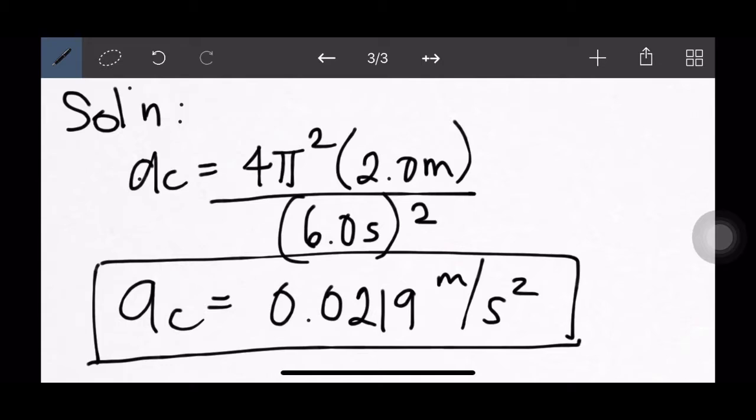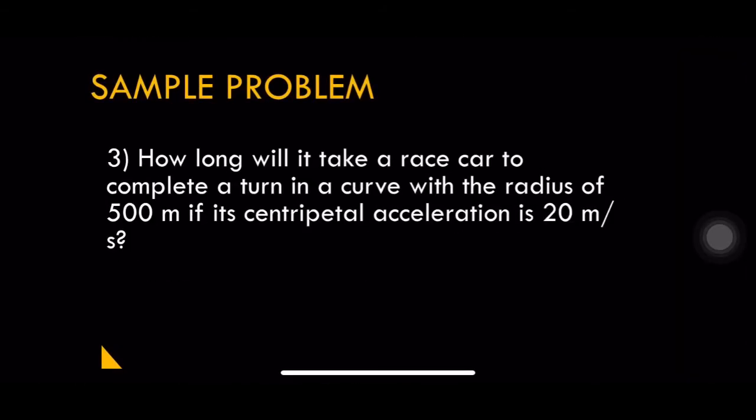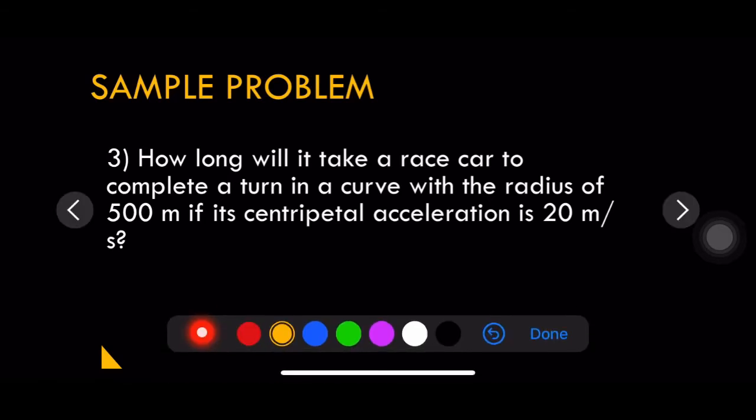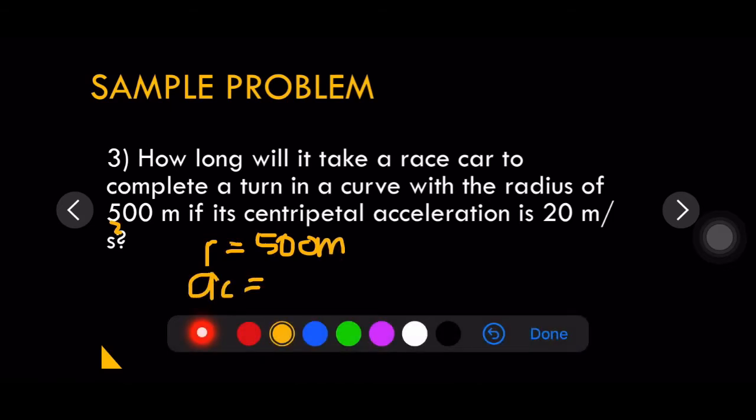Okay, now let's go to the third problem. How long will it take a race car to complete a turn in a curve with a radius of 500 meters if the centripetal acceleration is 20 meters per second square? So we have here the given radius, which is 500 meters. And we also have the centripetal acceleration given, 20 meters per second square.